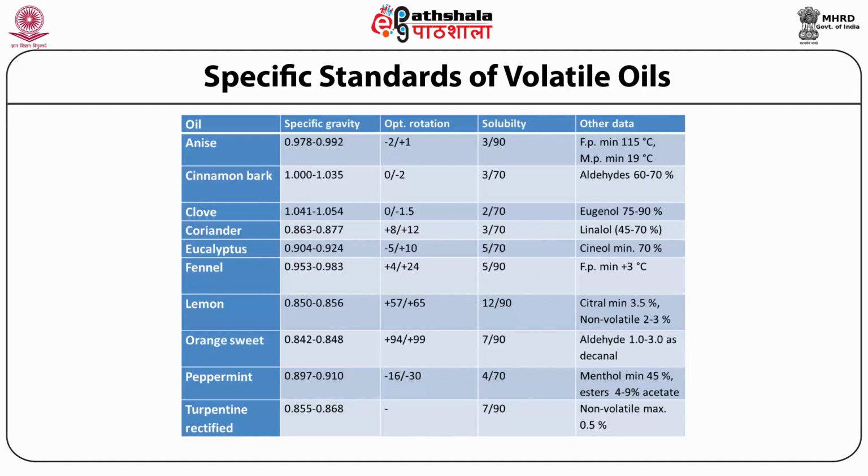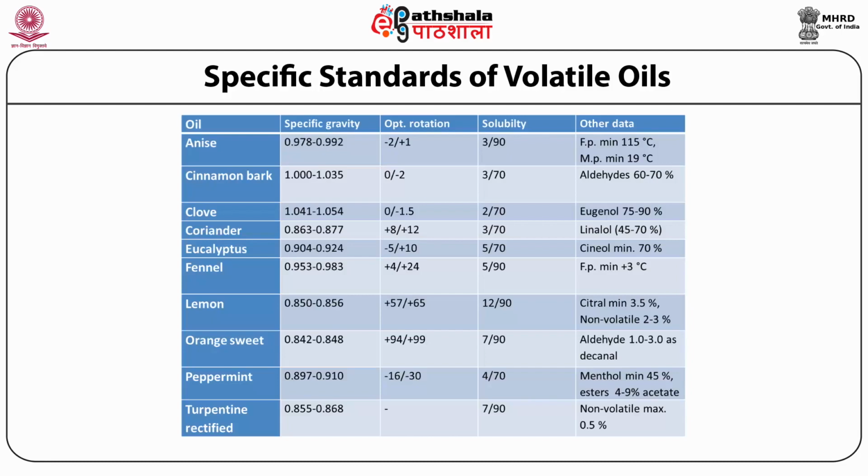Cinnamon bark oil, its specific gravity is 1 to 1.035. Its optical rotation varies from 0 to minus 2. Solubility is 3 by 70, which means soluble in 3 parts of 70% alcohol. They contain aldehydes somewhere around 60 to 70%. Going down the list, we find this phenol oil with a specific gravity of 0.953 to 0.983 with an optical rotation of plus 4 to plus 24. Solubility in 5 parts of 90% alcohol, freezing point minimum plus 3%.